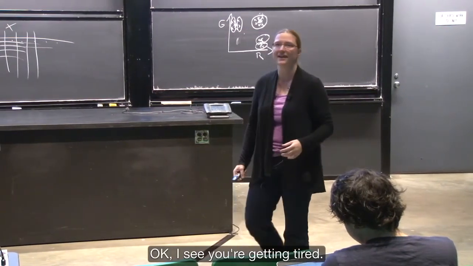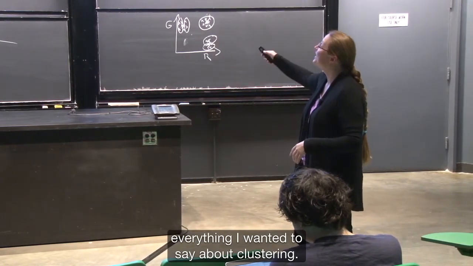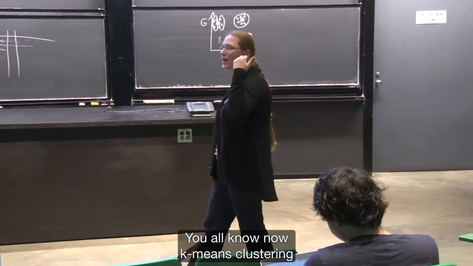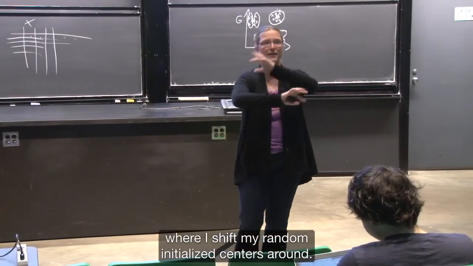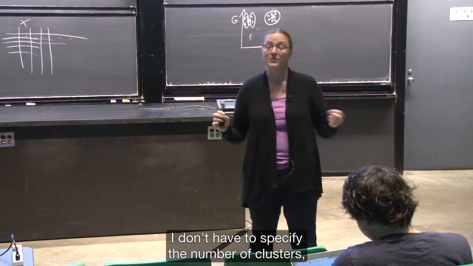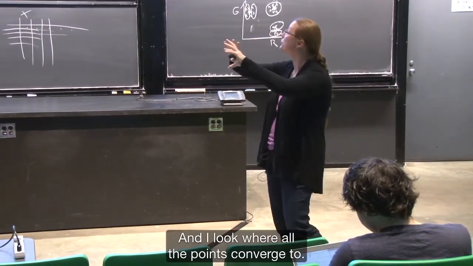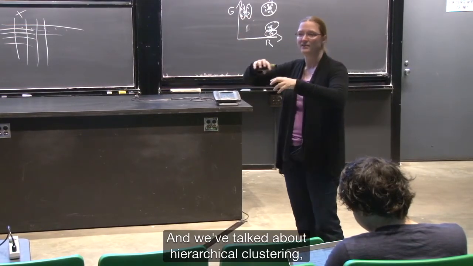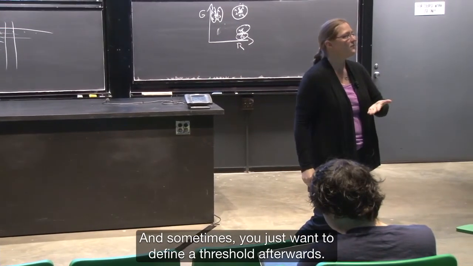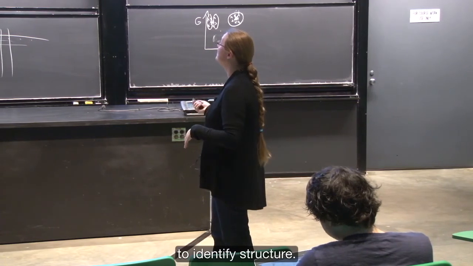Okay, I see you're getting tired. I know we covered a lot today, but that's actually everything I wanted to say about clustering. So we went over 3 different clustering methods. You all know now k-means clustering, where I shift my randomly initialized centers around. You know mean shift clustering, where I don't have to specify the number of clusters, but my window size, and I look where all the points converge to. And we've talked about hierarchical clustering, where you keep the whole tree and sometimes just want to define a threshold afterwards, and sometimes you just want the user to have the whole tree to identify structure.